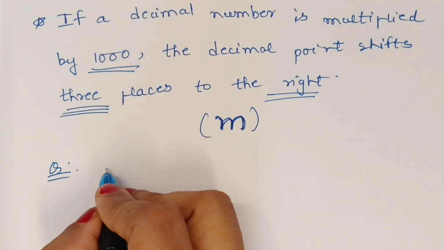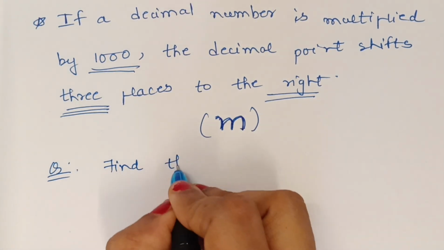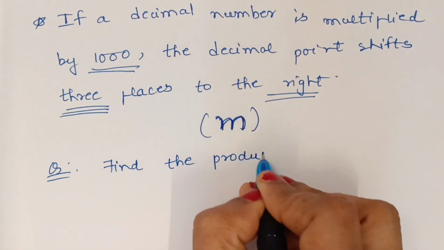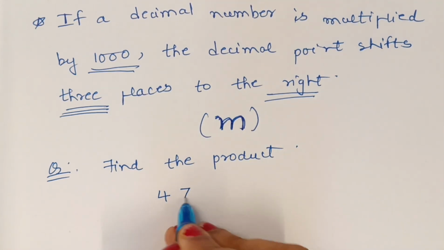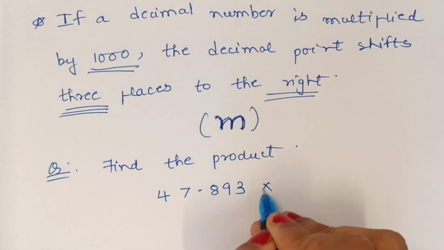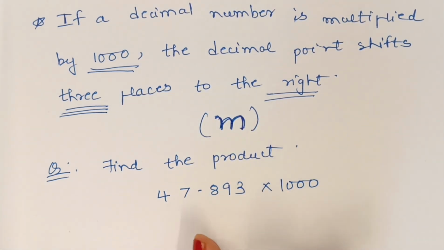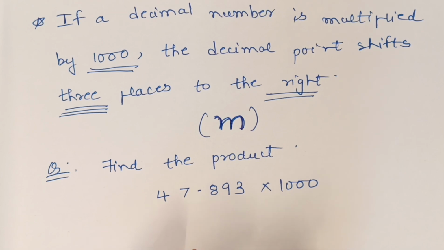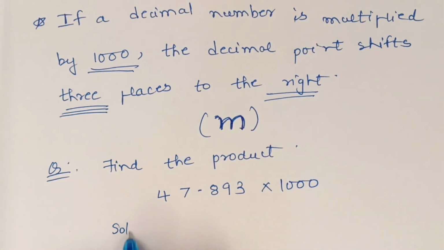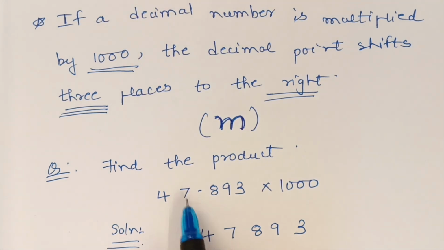The question says, find the product. And what is the question? 47.893 into 1000. So this is one pattern. Okay, whatever we have learned, these are called patterns. Now after this solution, just note down the question. 47.893. Understand the question. Now 47.893 into 1000. You have to move the decimal point.